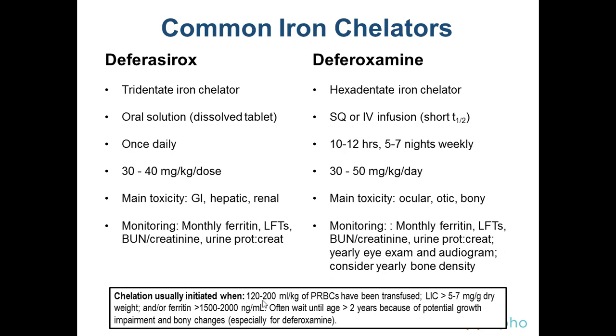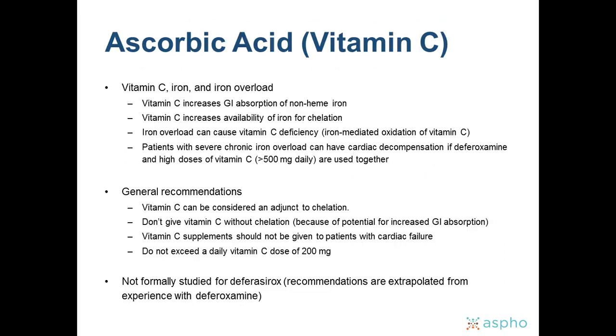We generally initiate chelation after about 100 to 200 mLs per kilo of red cells, or your LIC, liver iron content, is greater than 5, or your ferritin is greater than 1,500 to 2,000, some combination of those, but oftentimes we wait until after 2 years of age because of the potential for growth failure with early chelation. I just want you to read that by yourself.